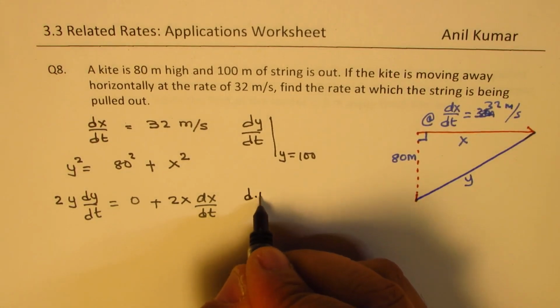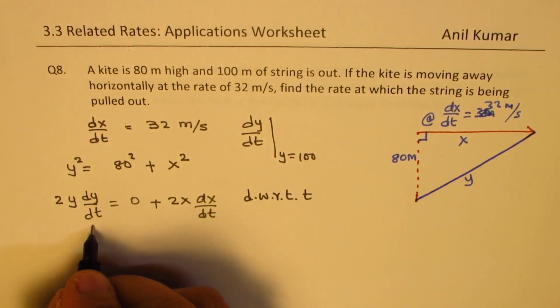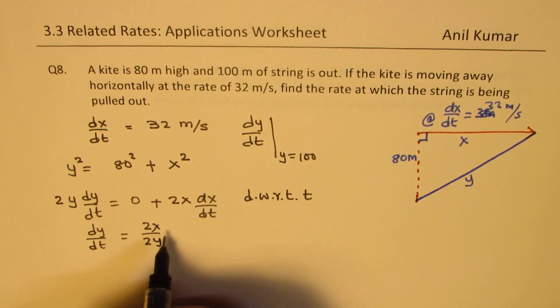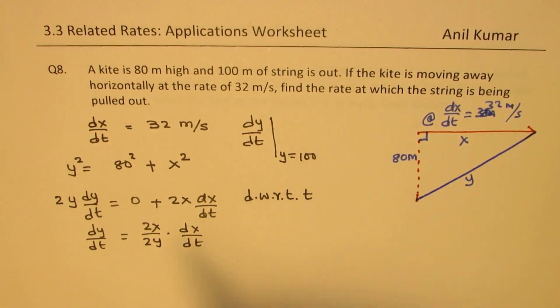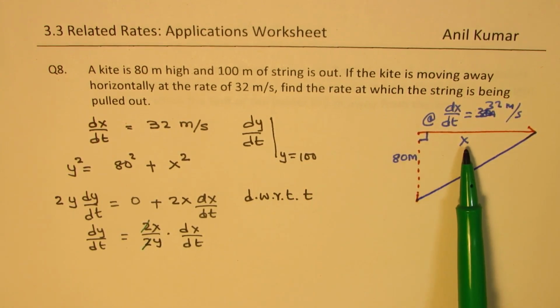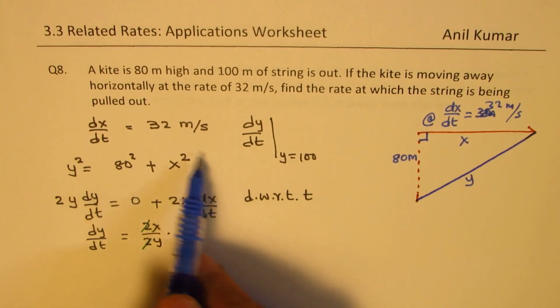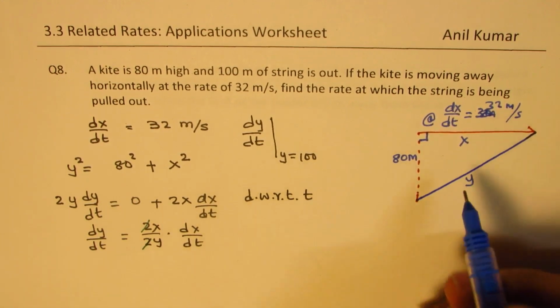So at this stage, we differentiate with respect to time and we get this result. We need to find what dy/dt is. So dy/dt is basically equal to 2x over 2y times dx/dt. Now, of course, 2 and 2 will cancel. So we get our relation dy/dt is x over y times dx/dt. Now, in this relation, we have x also, right? But we know what y is. We have to figure out what x should be. So to find x, we'll have to use this relation and find what x is when y is 100, correct? That is the whole idea.